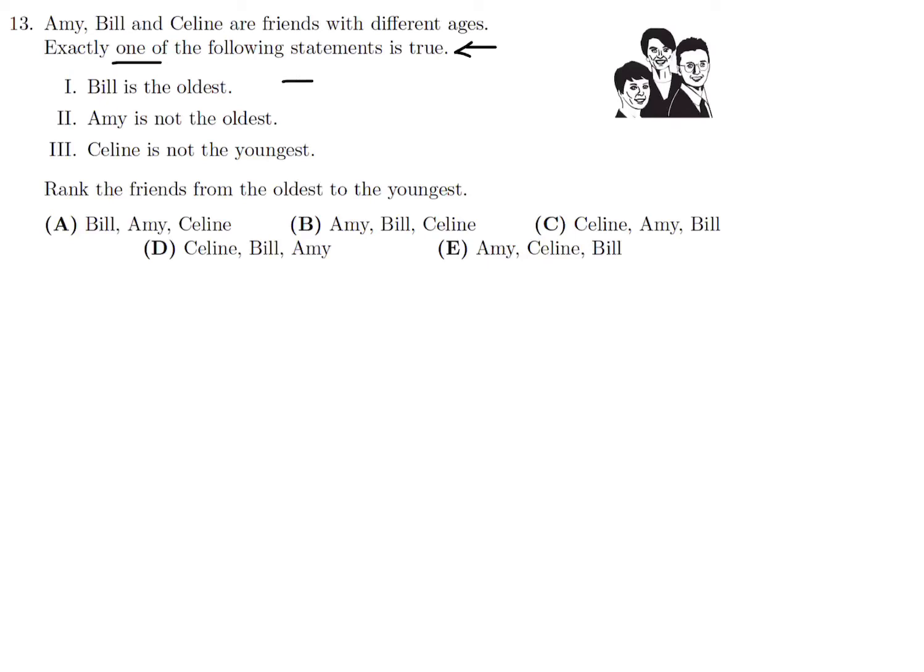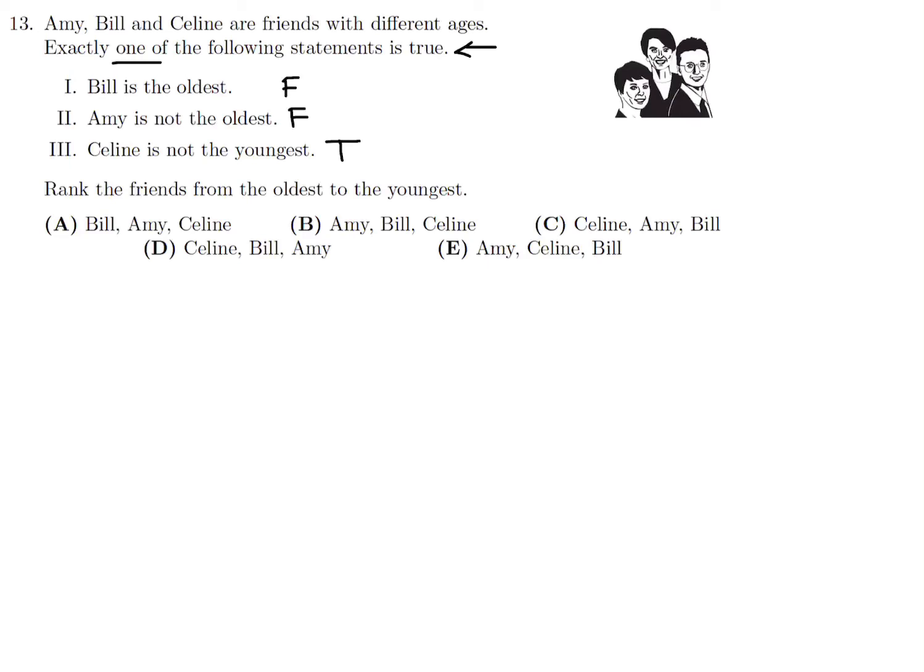But what about true and true? Well, that can't also work because only one of them has to be true. So the only way is if they're both false. That's the only way this is going to work. If they're both false, that means by process of elimination, this has to be true. "Celine is not the youngest" must be true.